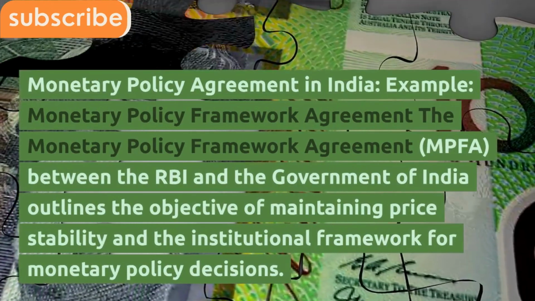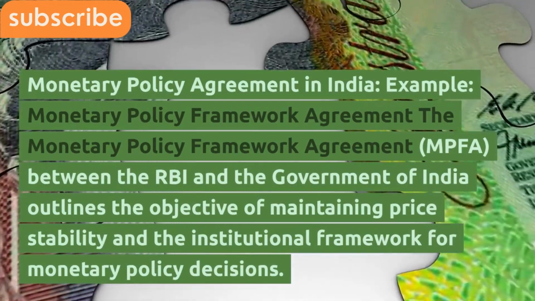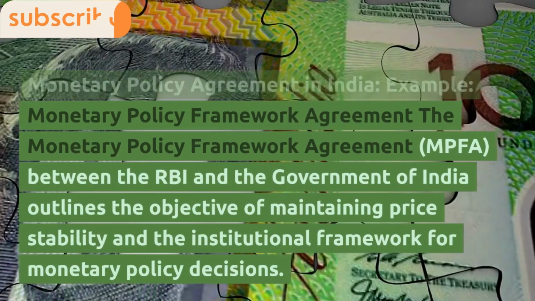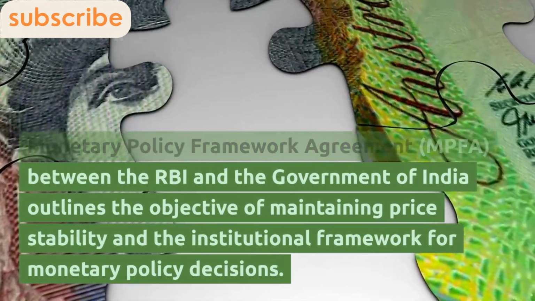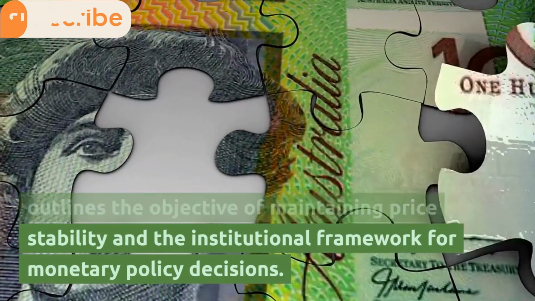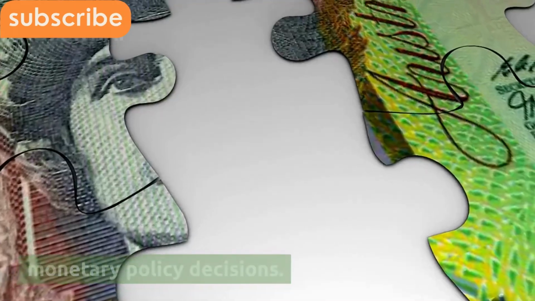Monetary Policy Agreement in India. Example, Monetary Policy Framework Agreement. The Monetary Policy Framework Agreement, MPFA, between the RBI and the Government of India outlines the objective of maintaining price stability and the institutional framework for monetary policy decisions.